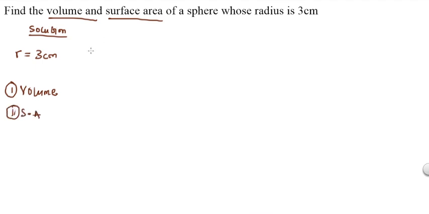Now, before we start, I would just like to draw a diagram of a sphere so that you have an idea of what we are looking at. A sphere looks something like this, and then like this. So a sphere is a 3D shape, and the center of the sphere is around here. The radius is simply the distance from this center to any point on the sphere. This is r. r is 3 centimeters. So now that we've seen how a sphere looks, let's jump into the question.